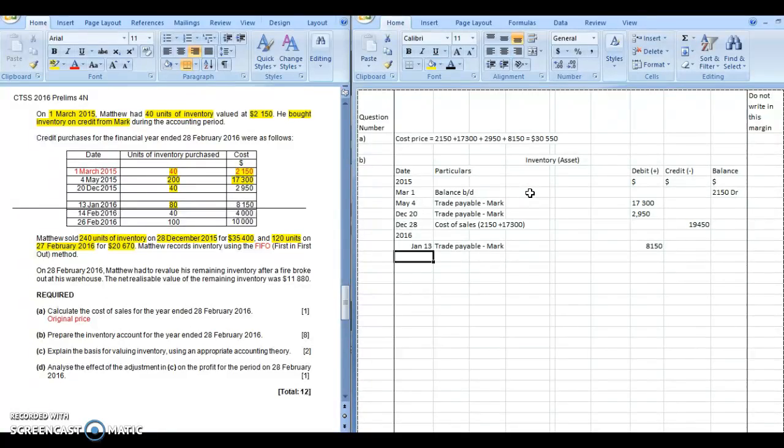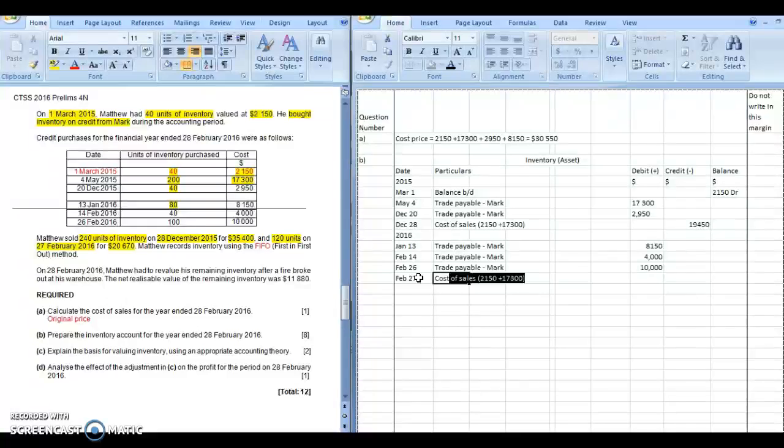Next we have 14th of February. We buy another trade payable and we're going to add 4,000. And last but not least, we bought again from trade payable Mark, February 26th. Okay, here you go. So having done the first round of selling, now we're going to do the second round of selling on the 27th of February.